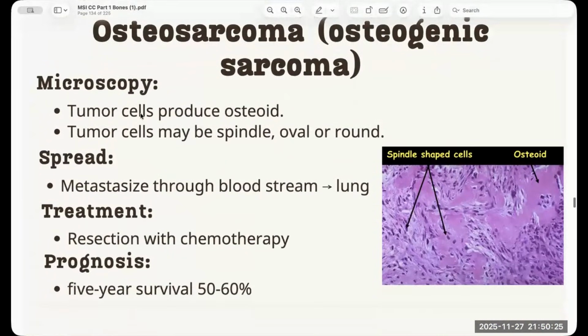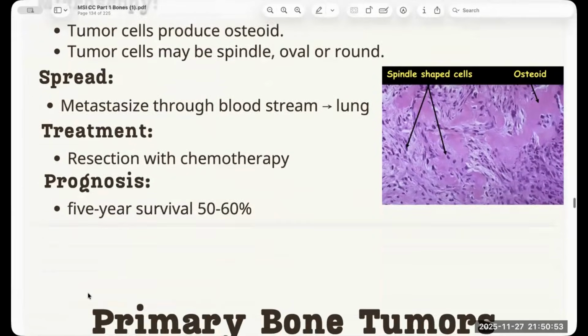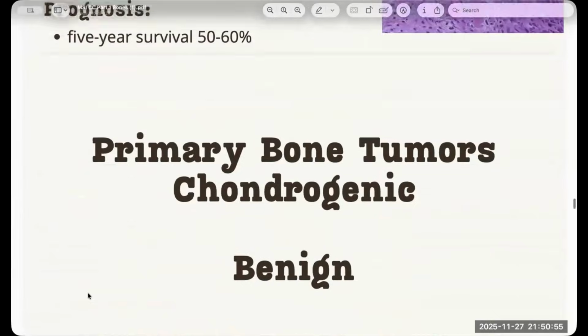On microscope, it shows osteoid and spindle shaped cells, shown here. So spindle shaped cells and osteoid. This whole thing here that is formed is the osteoid. It spreads through the bloodstream, and its treatment, as we said, because it's malignant, would usually be resection with chemotherapy. Prognosis is a 5 year survival rate of 50 to 60 percent, so it's good.